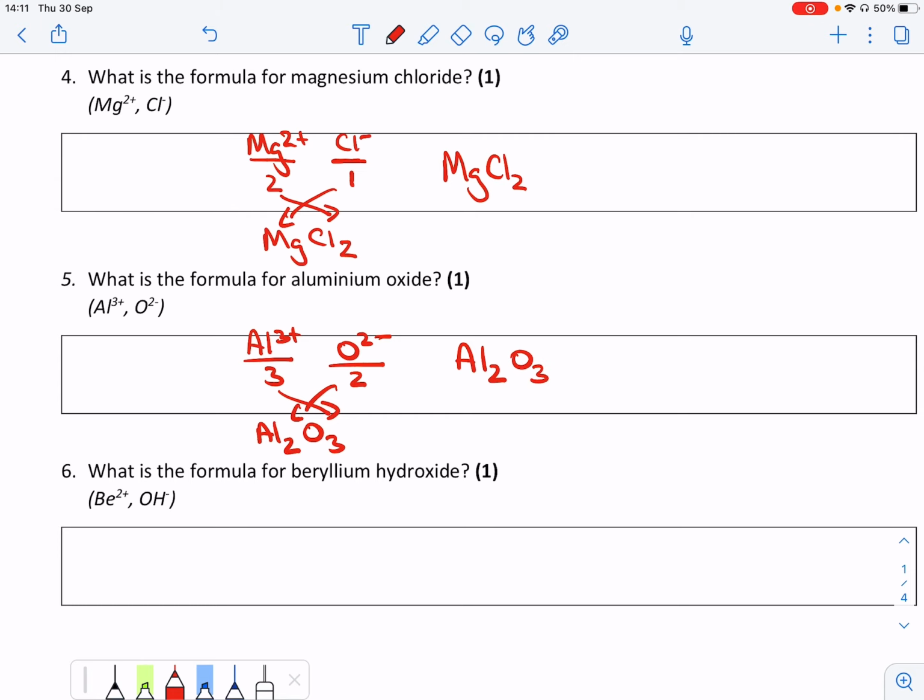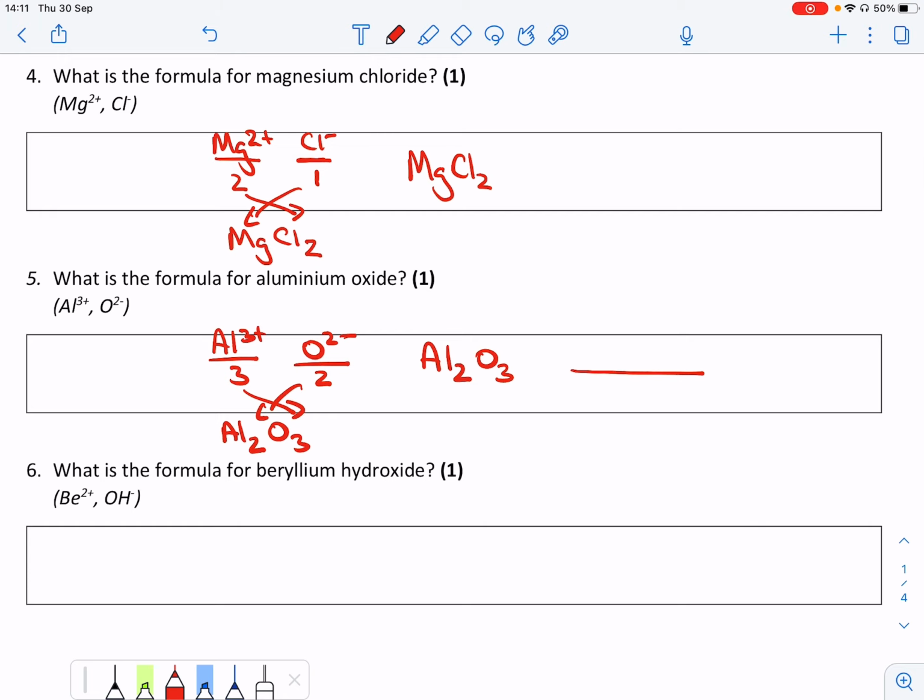I'll just show you in this one, there's a different way to think about this. You could look at having a seesaw that has to be balanced for charge. So if I've got aluminium and it's a 3+, and on this side I've got oxygen 2-, you can see it's unbalanced at the moment. This side here is more positive than this is negative.